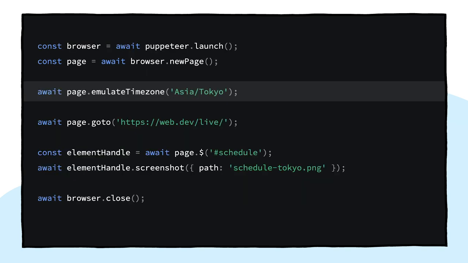Here's another example. This Puppeteer script forces the Tokyo time zone, then loads the web dev live page, and finally takes a screenshot of just the schedule, similar to the side-by-side screenshots we saw earlier.